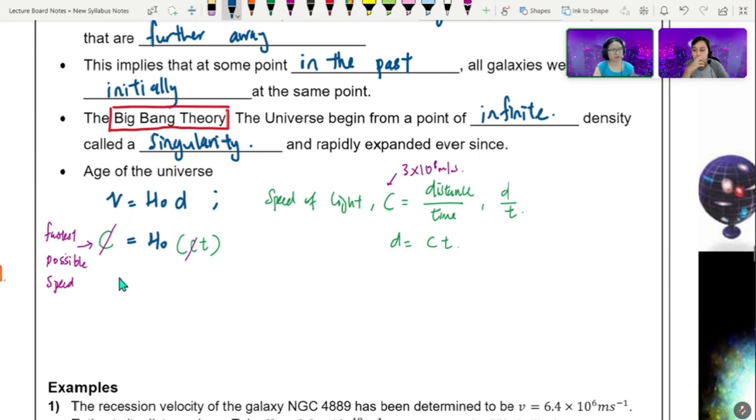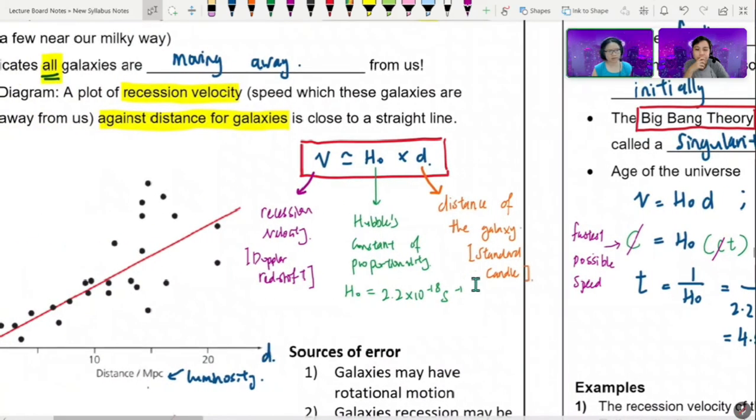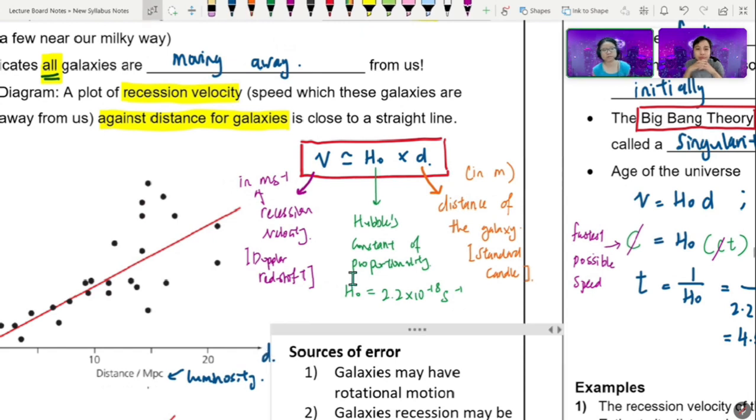So we can actually find the value of t, the age of the universe. This will be 1 over H naught. And I know the Hubble's constant, it was 2.2 times 10 to the power of negative 18 per second, experimentally calculated. If I press my calculator, this one would be 4.55 times 10 to the power of 17 seconds. When you use this equation, you have to make sure everything is SI. So this recession velocity has to be in meters per second, and this distance of the distant galaxy will be in meters. Because when it comes to something very big, like astronomical scale, sometimes we use different units. But when using the Hubble's constant, please go back to SI.